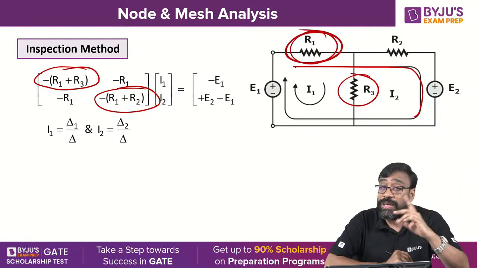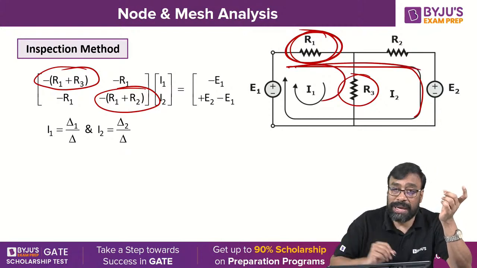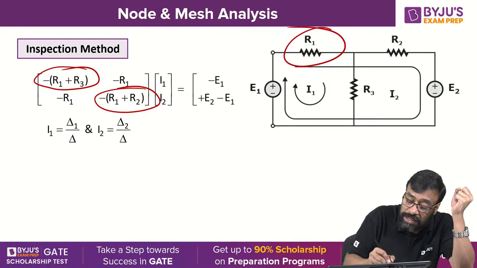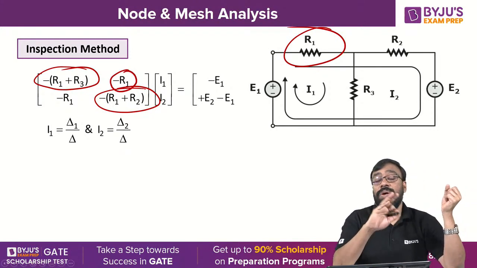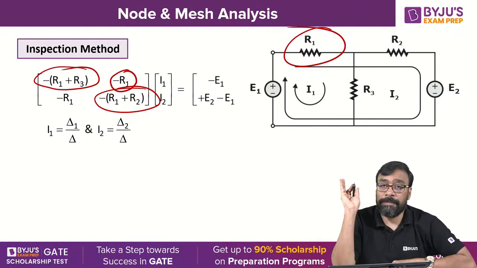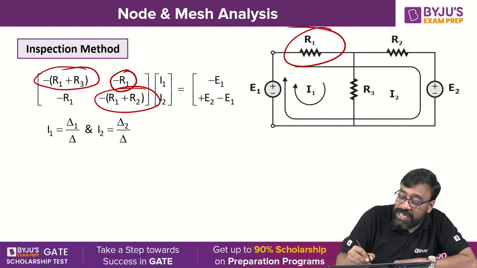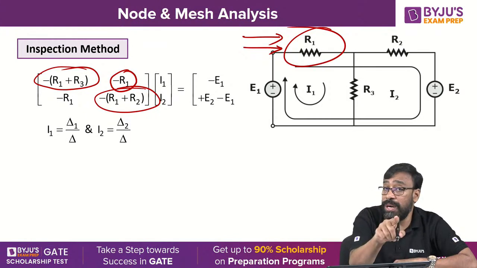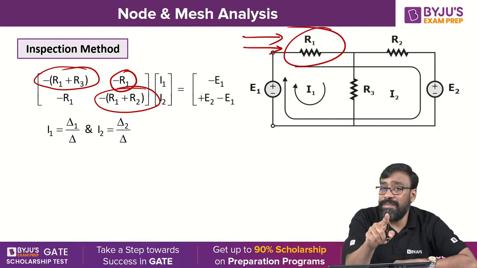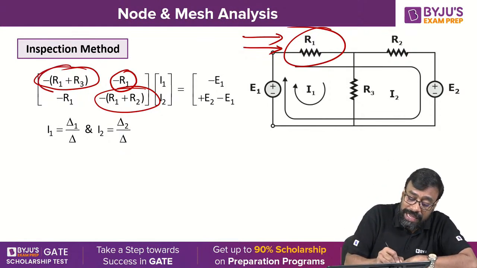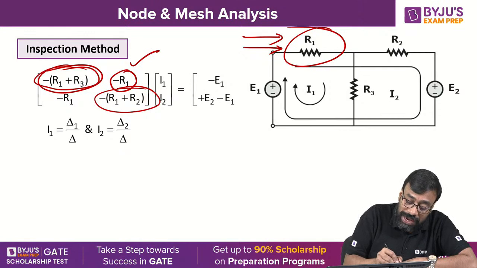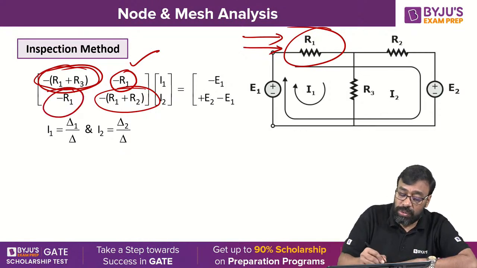R1 belongs to both the first loop and the second loop because I1 is passing and I2 is also passing. Therefore, R1 belongs to both loops. That is why it is the common element, the 1-2 element, 1-2 meaning first and second loop, between R1. But how are the loop currents flowing? I1 is passing like this, I2 is also passing like this. Both currents are flowing in the same direction in R1. Therefore, the sign of the off-diagonal element should be the same as that of the diagonal element. The same sign will be applied to the off-diagonal element. So the 1-2 element is the same as the 2-1 element, multiplied by I1, I2.